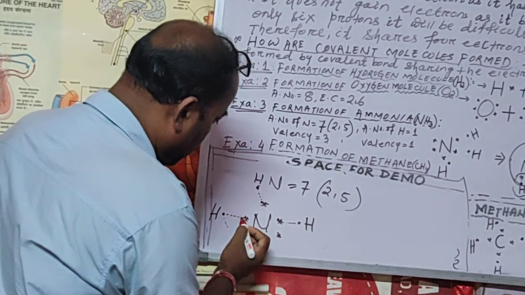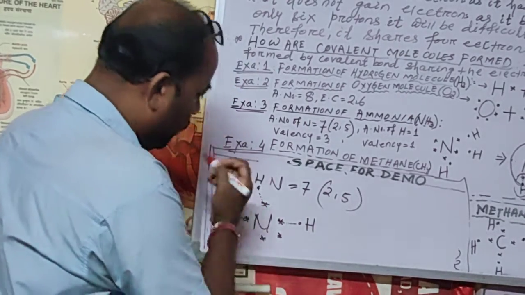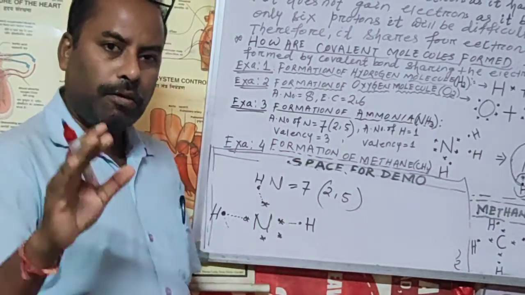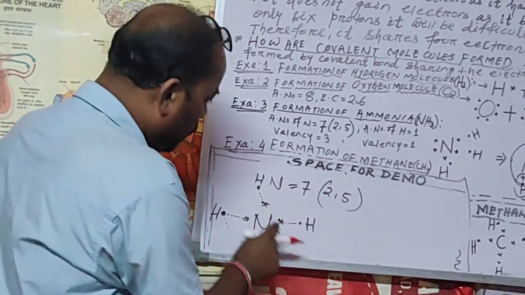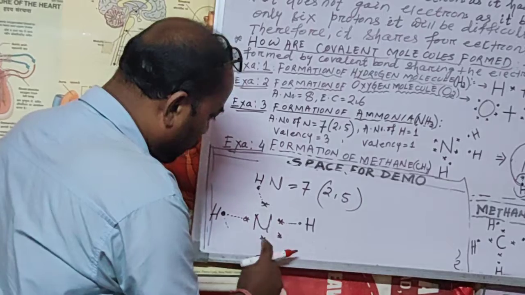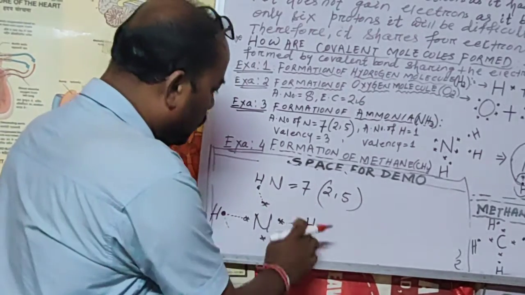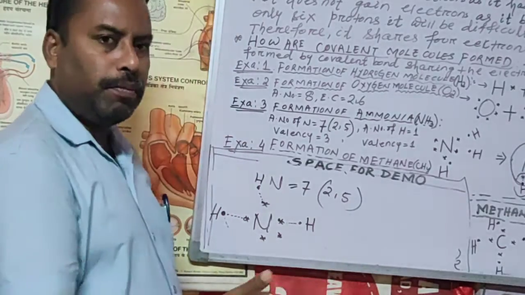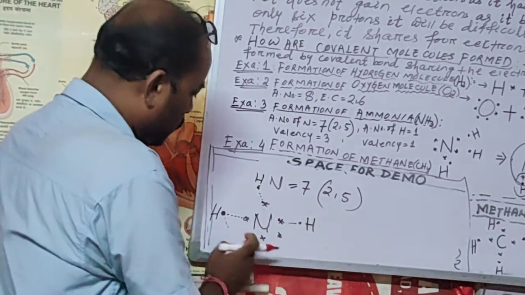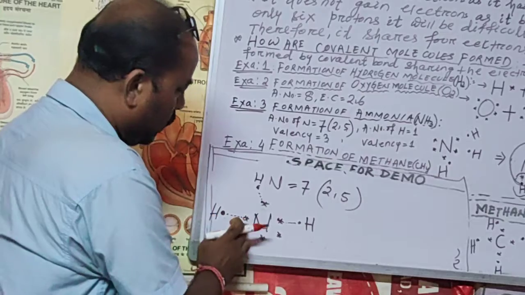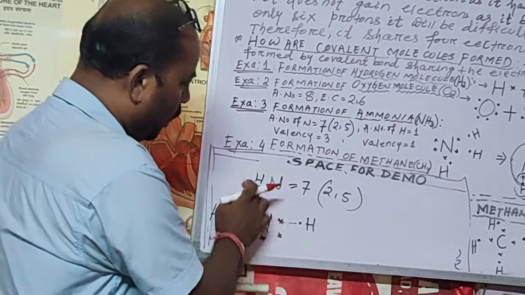So now another hydrogen will come and make the bond. Let us see. Nitrogen, how many electrons altogether is it getting? 1, 2, 3, 4, 5, 6, 7, 8. Now nitrogen is happy. Now this hydrogen is okay, I am getting 2 electrons. This hydrogen is okay too, I am getting 2 electrons.